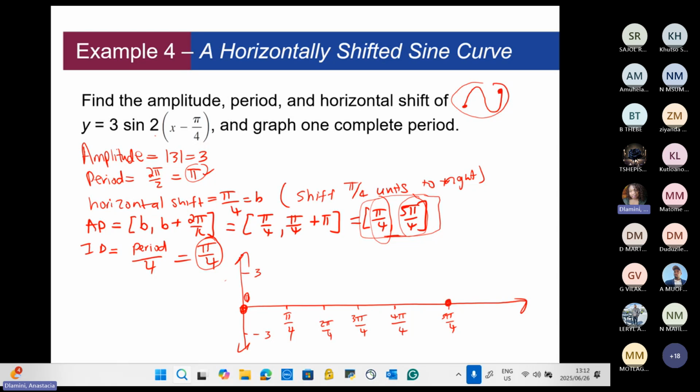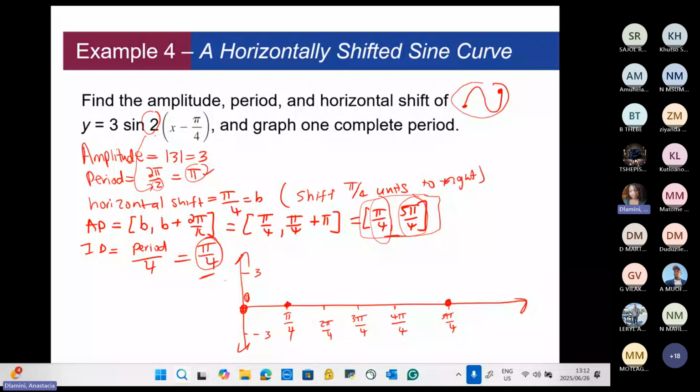Do you see that? Ma'am, what about the 2? What about the 2? It's 3 sine 2. Don't you expand before we do this? The 2, we already done the 2. Remember, the 2 affects the period. Here's the 2.